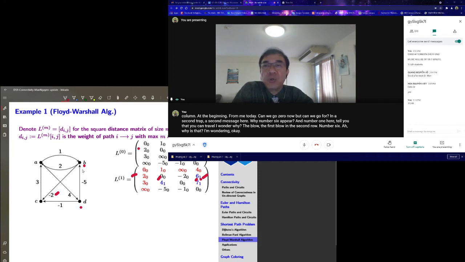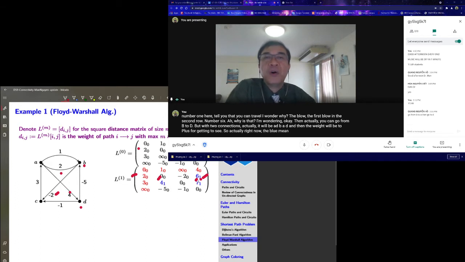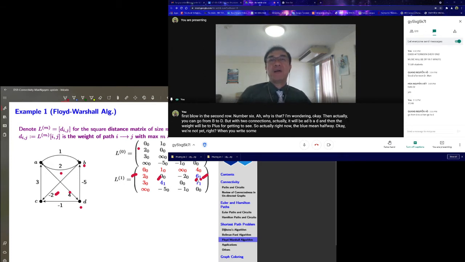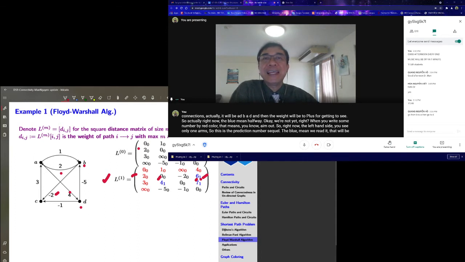Then actually you can go from B to D, but with two connections, actually it will be BAD, and then the weight will be 2 plus 4, you get number 6. So actually right now the blue means, hopefully, okay, we have not yet applied the red. When you apply some number in red color, that means you employ M arcs. So right now on the left-hand side you see we employ only one arc. So this is the prediction. Number 6 in blue means we predict that will be the value in the second step, the next step.